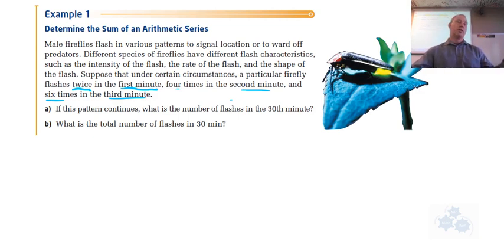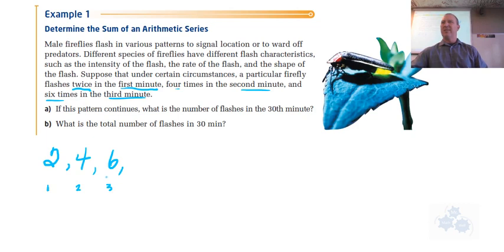Sometimes you want to revert to your formula. Sometimes you maybe don't need to. We could probably recognize a pattern here, right? We've got 2 times in the first minute, 4 times in the second minute, 6 times in the third minute. So this is position 1, this is position 2, this is position 3. It looks like we're just doubling the number each time, right?